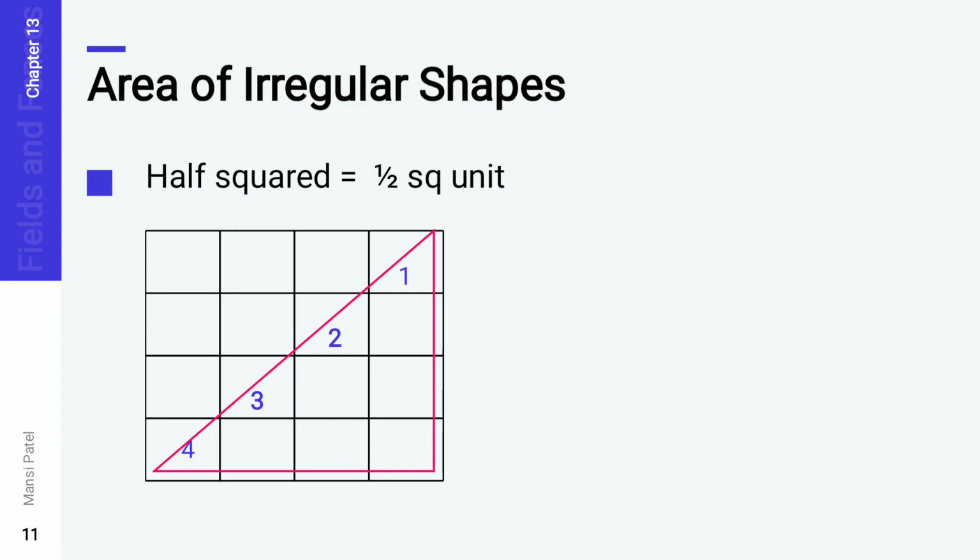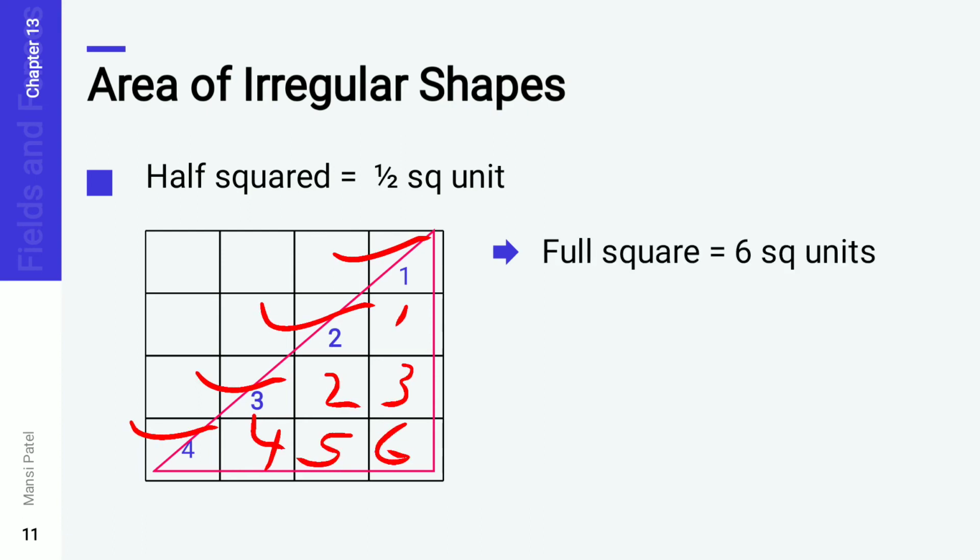See here in this figure, in this triangle, this portion, this one, this and this occupy only and only half a square. Then you have to consider it as a half. What is the half of 4? That is 2. But first of all, you have to write down how many full squares there are: 1, 2, 3, then 4, 5 and 6. There are a total of 6 full squares.